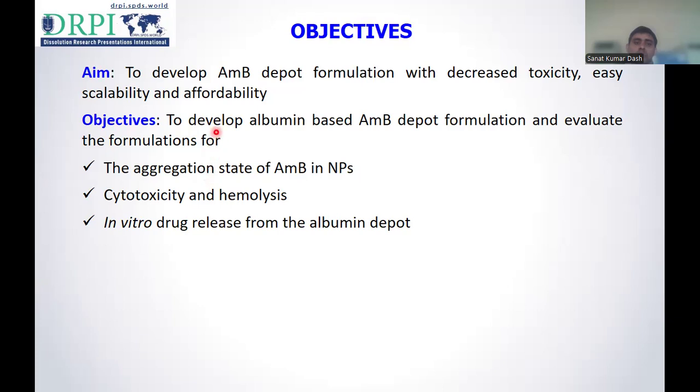Our aim is to develop an amphotericin B depot formulation with decreased toxicity, easy scalability, and affordability. The objective is to develop an albumin-based amphotericin B depot formulation and to evaluate the formulation for the aggregation state of amphotericin B nanoparticles, cytotoxicity, hemolysis, and in vitro drug release from the albumin depot.